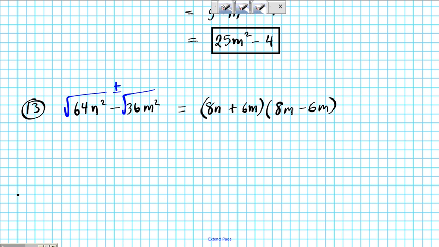I made a slight mistake here. Let me fix that real quick. This is supposed to be 8n. Alright, so there you have it. Alright, let's try another example.